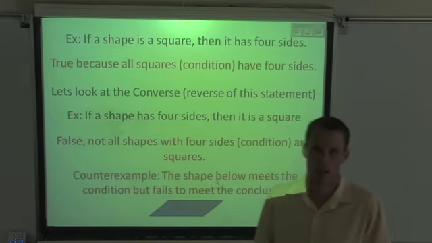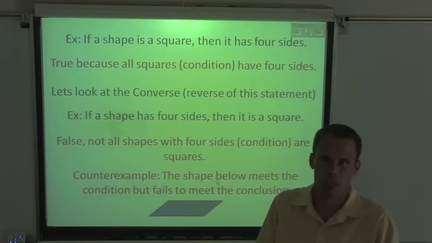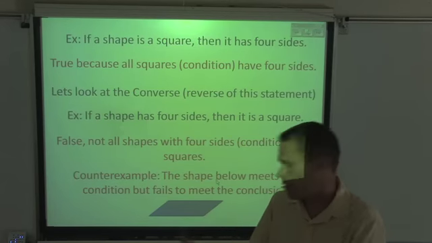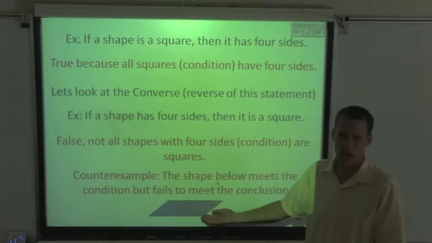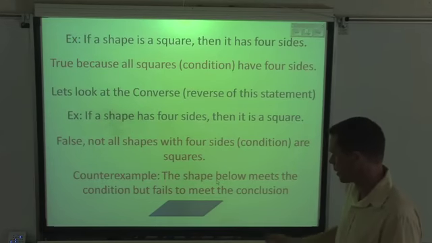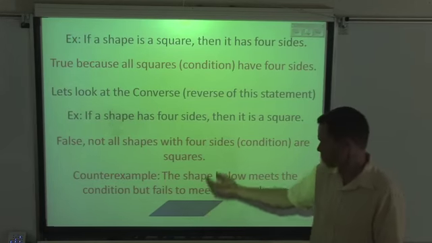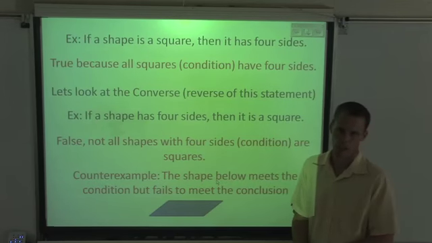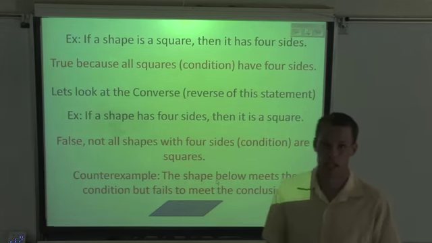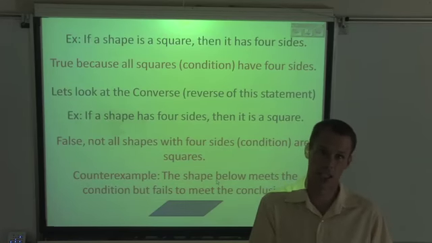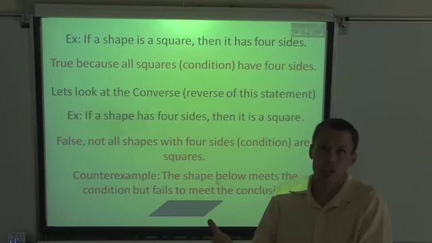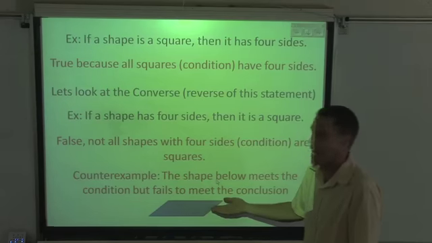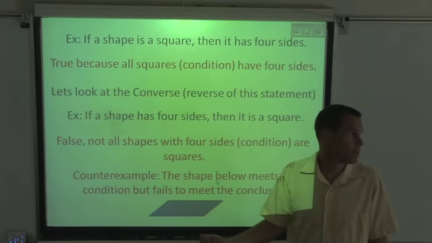Well, then there must be a counterexample out there. There must be something that shows us four sides that's not a square. Well, this parallelogram is a counterexample. It meets the condition, it has four sides, but it fails the conclusion. That is how we show that a conditional statement is false. We make the condition happen and show that the conclusion is wrong. The condition has four sides, but it's not a square.